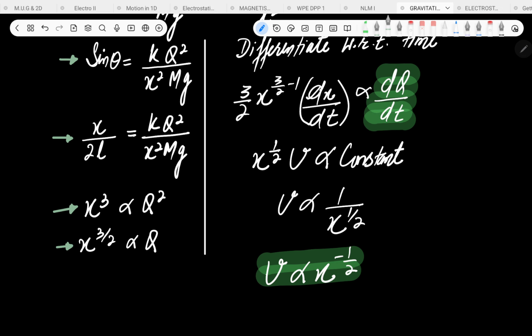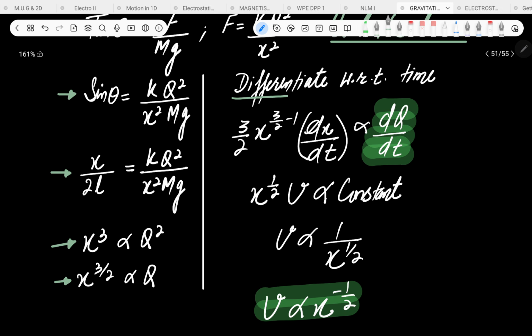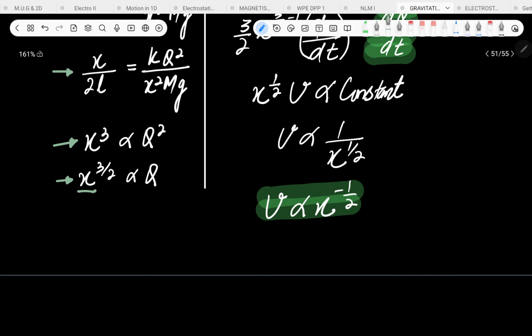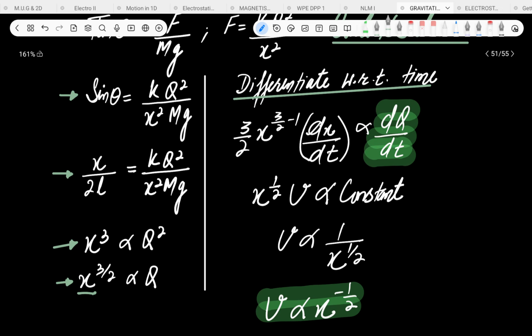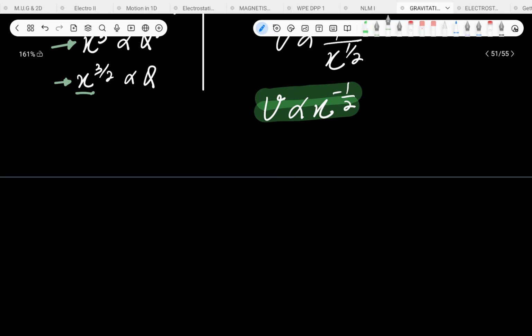तो next मैंने differentiation किया. Why have I differentiated both sides with respect to time? The reason is that I am in search of velocity. And what is velocity? That is rate of change of position with respect to time, which means that dx by dt is v. So I have differentiated this equation. It comes out to be this. Then v is proportional to x raised power minus 1 by 2, and we are done with this question. I'm sure that this problem is absolutely clear to you.